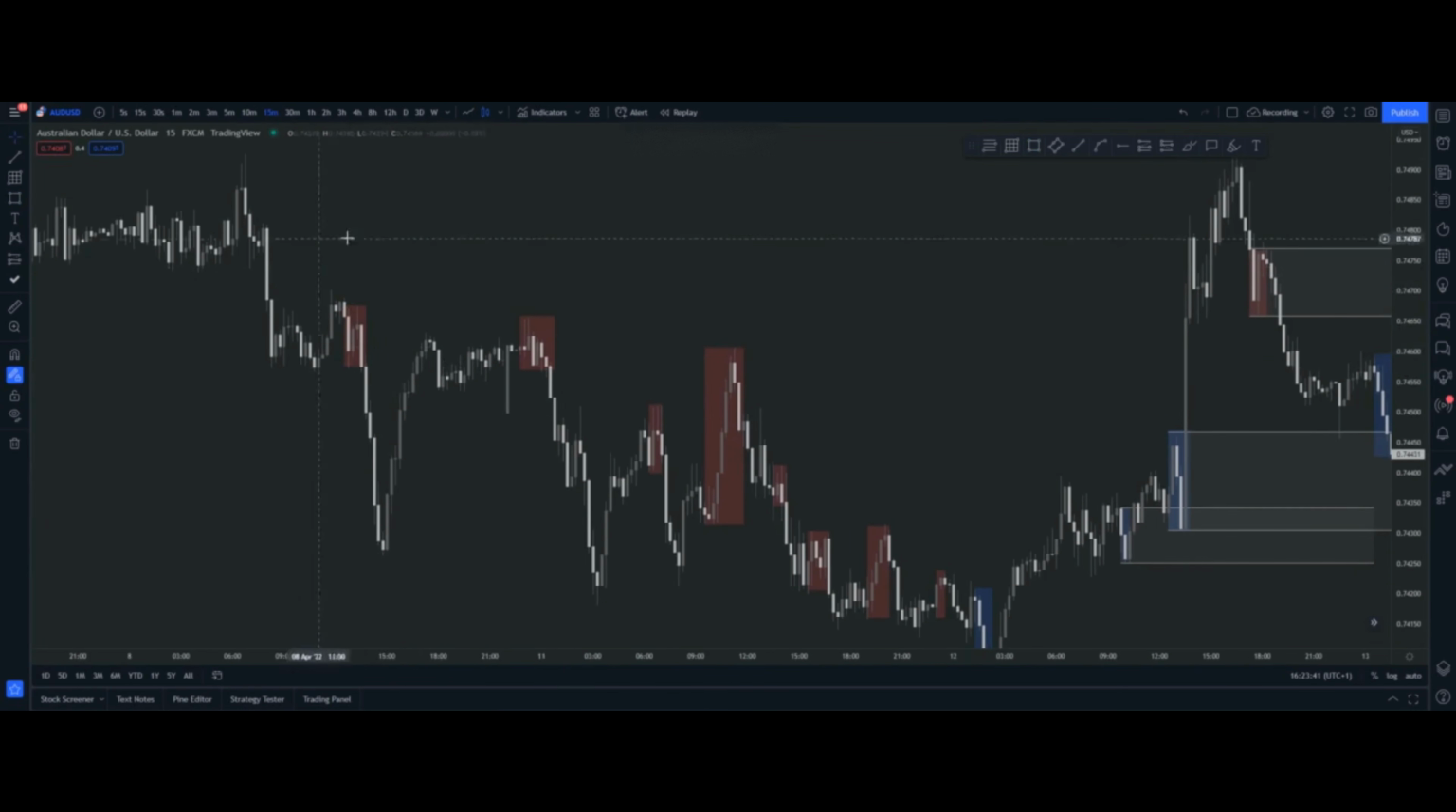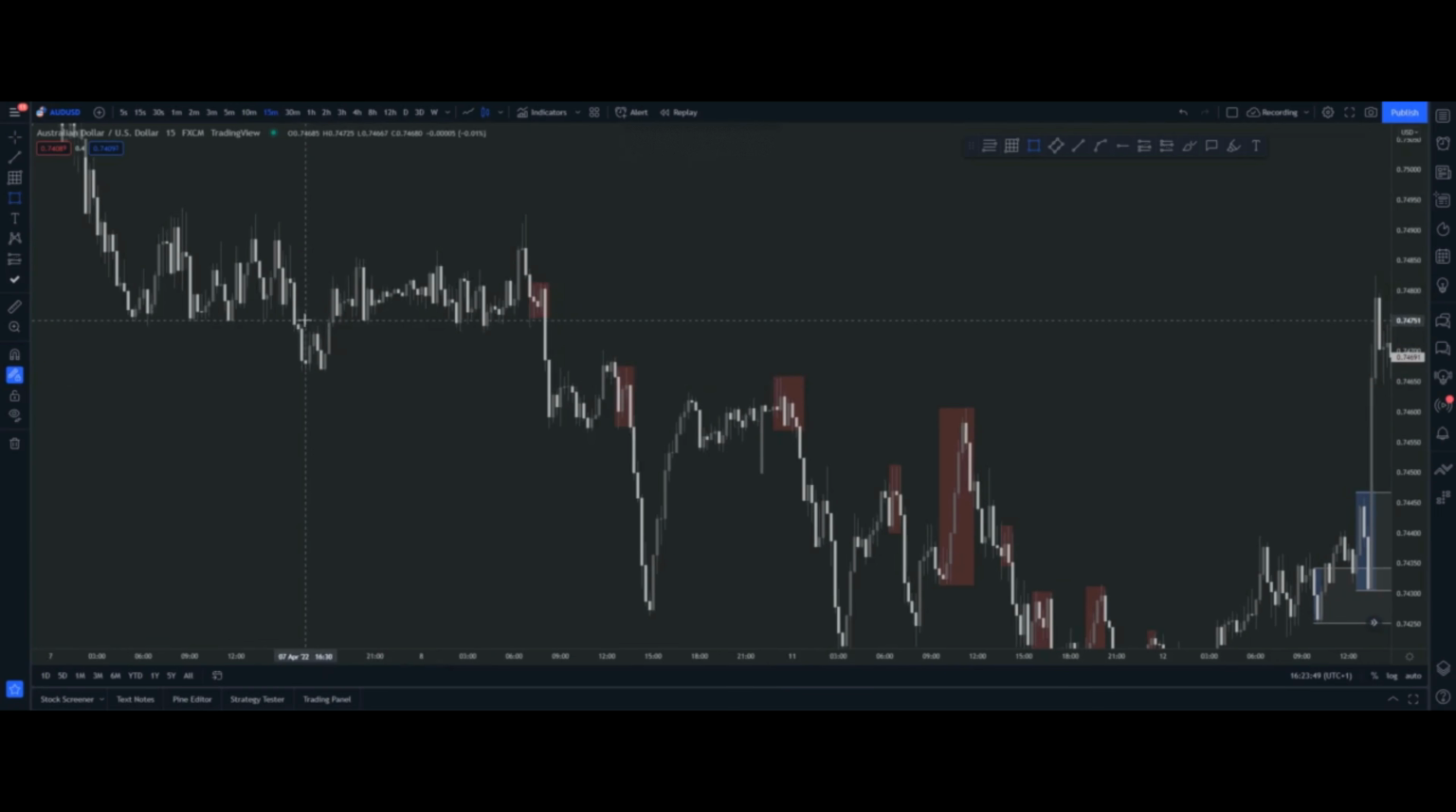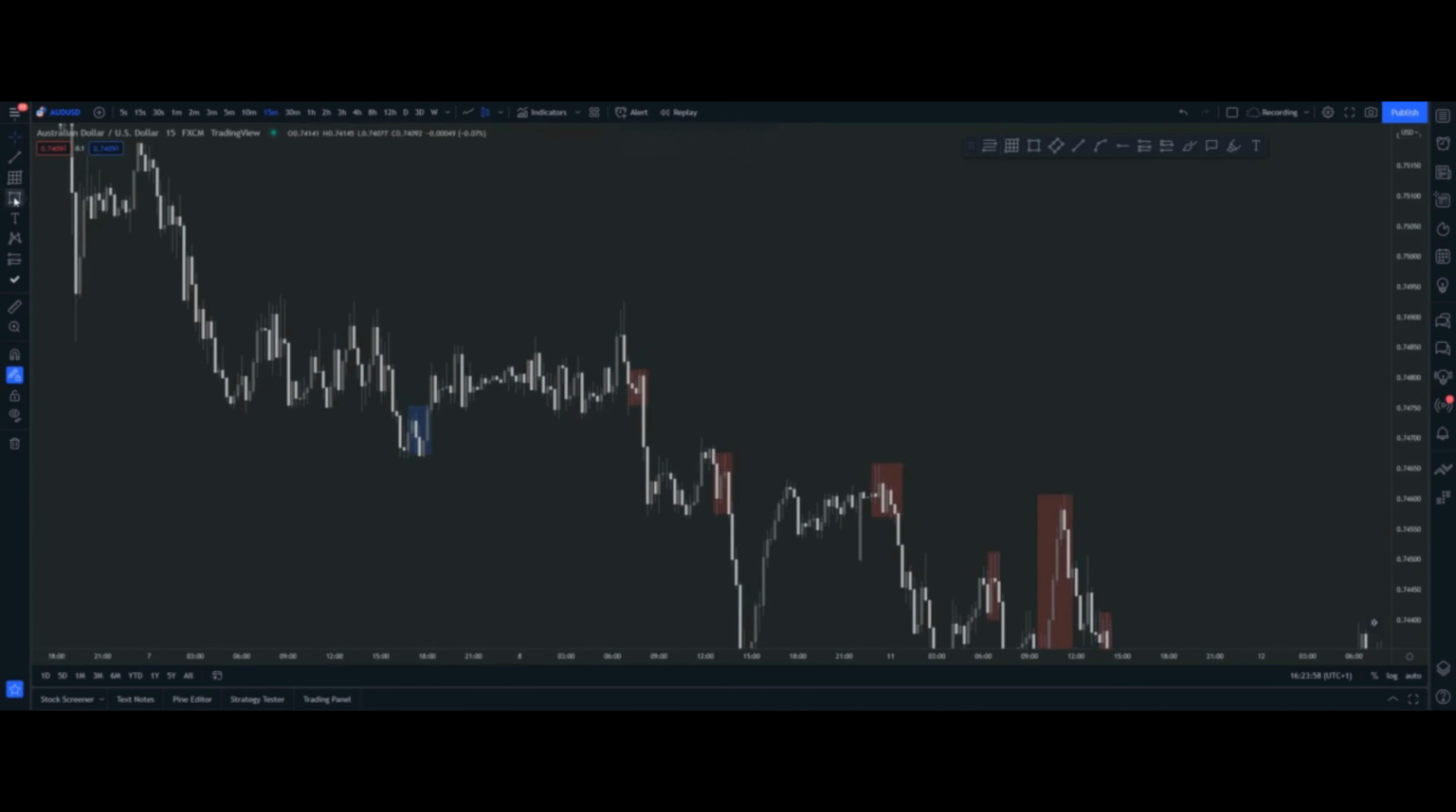Now, are there any more? We have another one here, right? You can mark this point just to be specific, or you can mark the whole range on top. Now we could class this as a demand range as well, because we did break structure over here. We have another supply range.